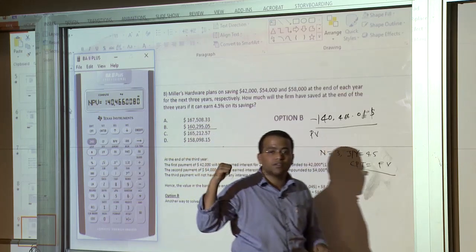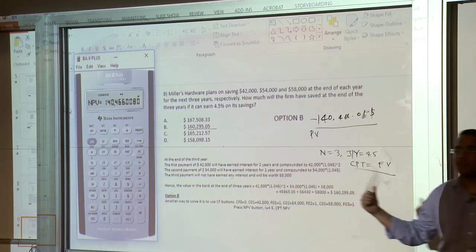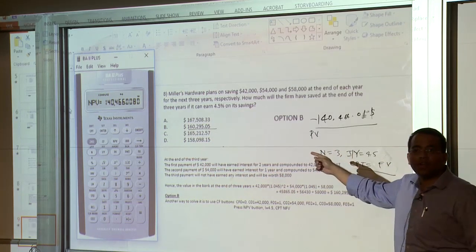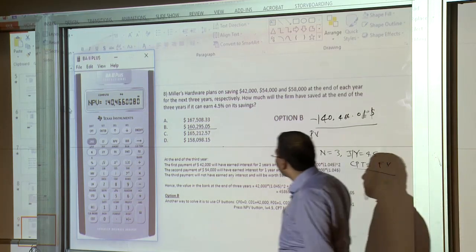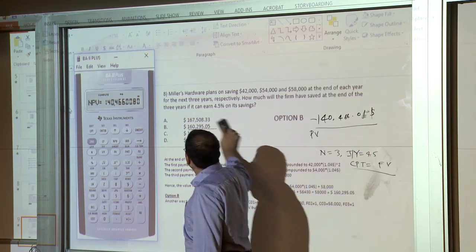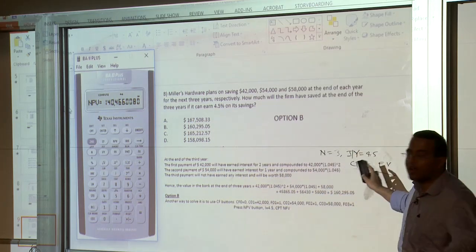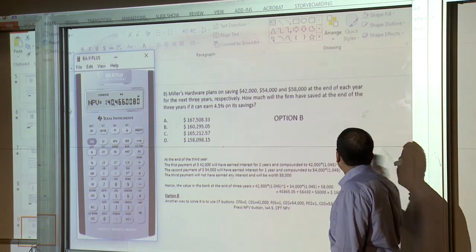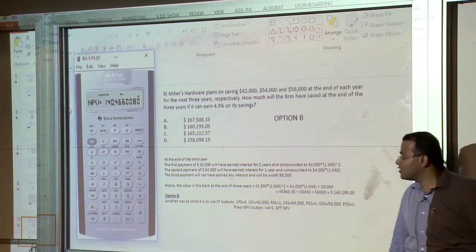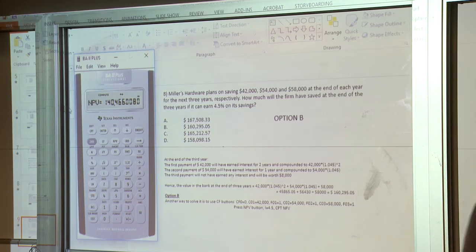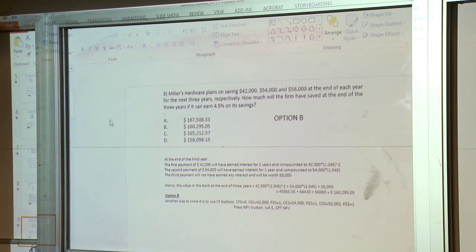Is this clear? This alternative method. Did you all get this? 160,295. And we'll discuss the issue with your calculator after the class. I'm not too sure what's wrong with the calculator, but if you have 4 decimals, then you should not face problems basically. Is that clear? How do we go about doing this? Let's go on to the next question now.